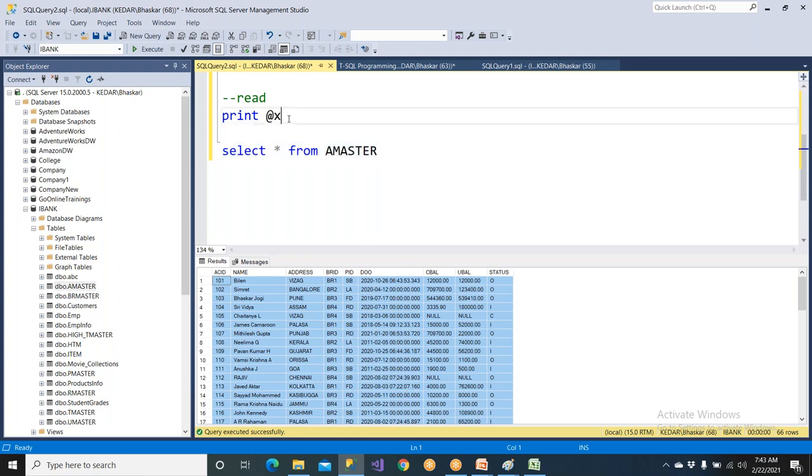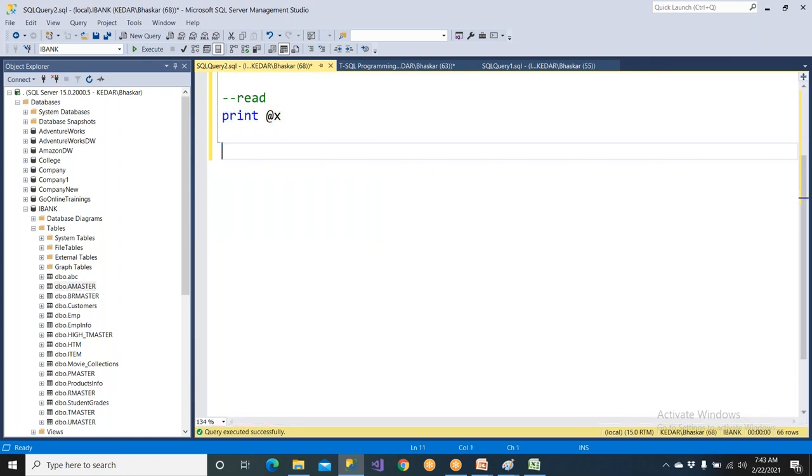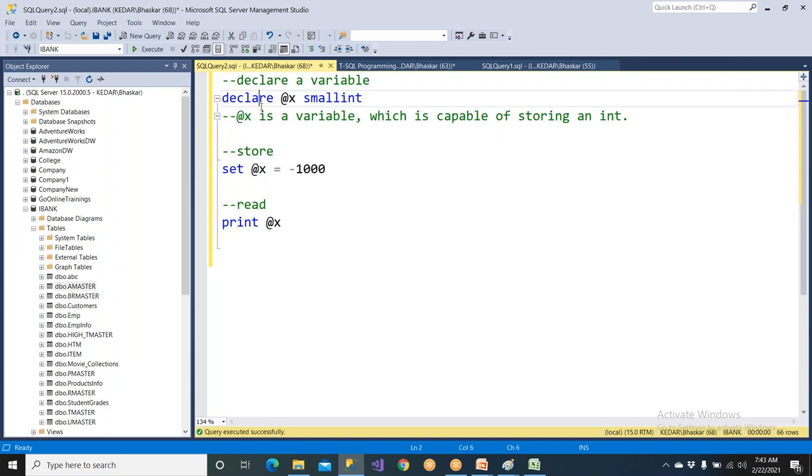Clear? So this is already there in the RAM, so it need not go to any hard disk, because the data is available in a variable. Clear? So that's what you need to understand.